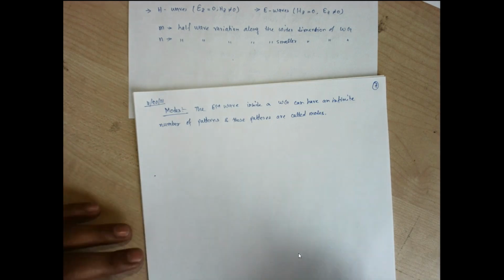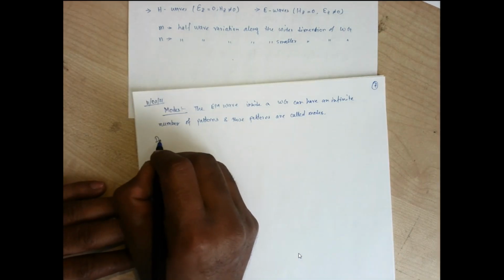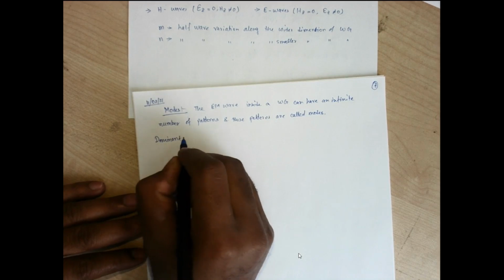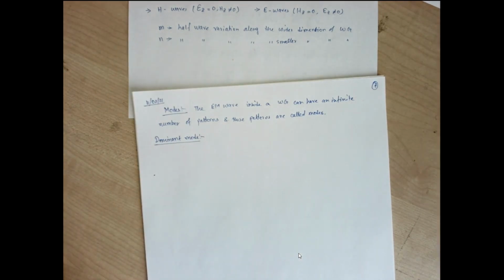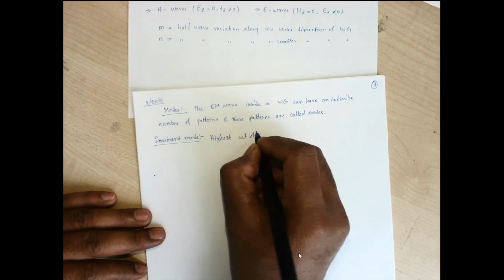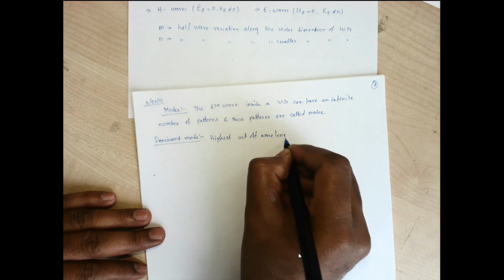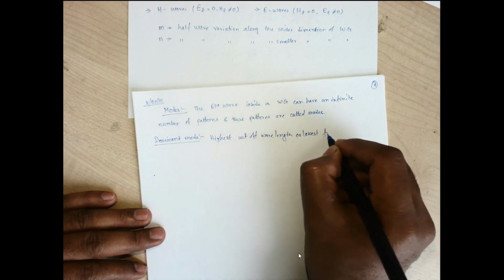Now out of these modes, there is a specific mode that is known as the dominant mode. This mode has the highest cutoff wavelength, or lowest frequency.